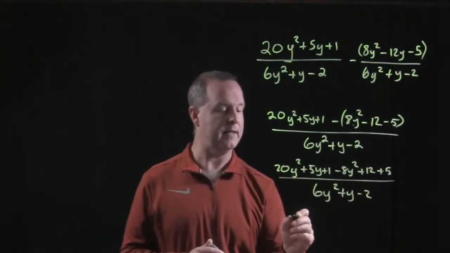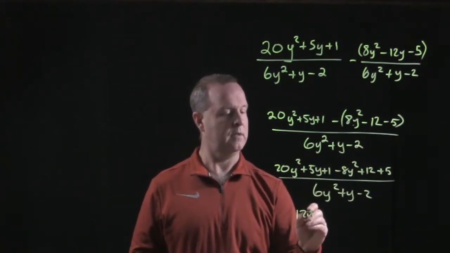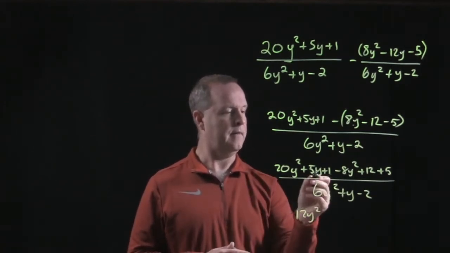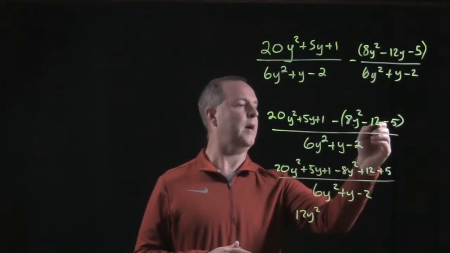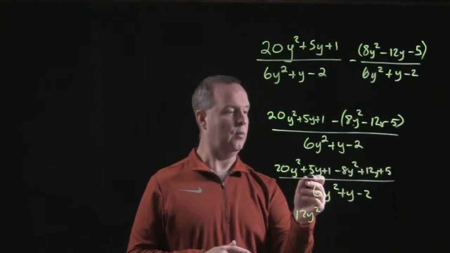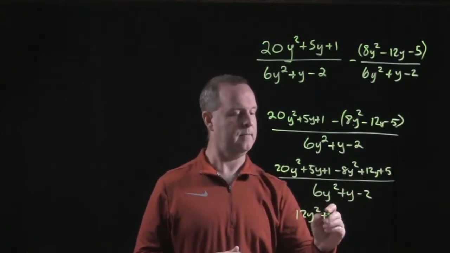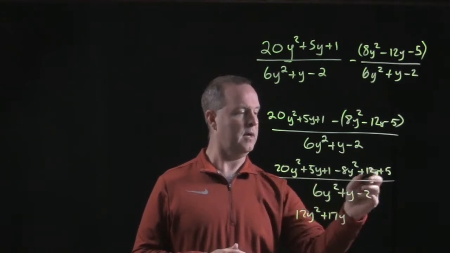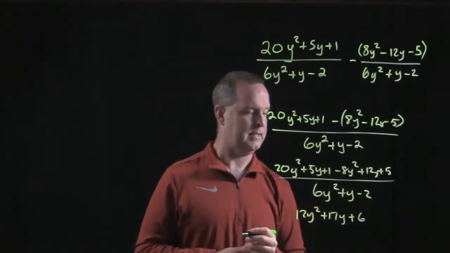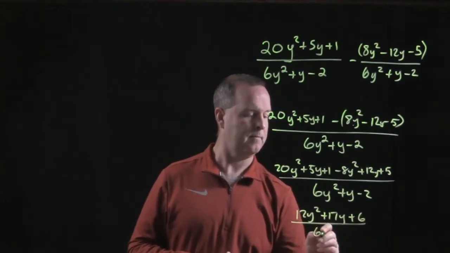Cleaning up the numerator a little bit. I have y squared, so it looks like I have 12y squared. Y's, oh, lost a y right there. Thanks for checking that at home for me. Y's, I have 17y. And my constants, I have 6. I think that's what I want right now. And then the same.